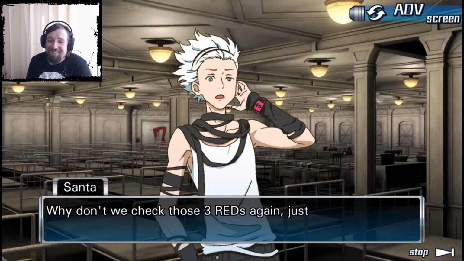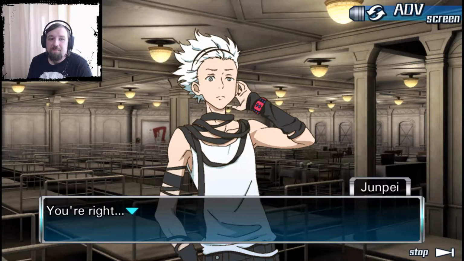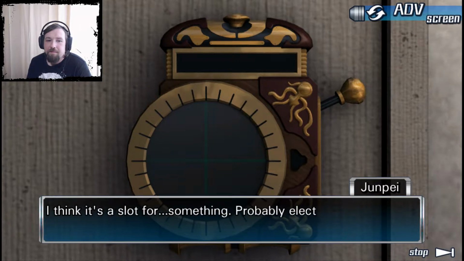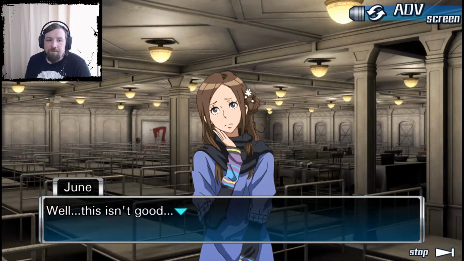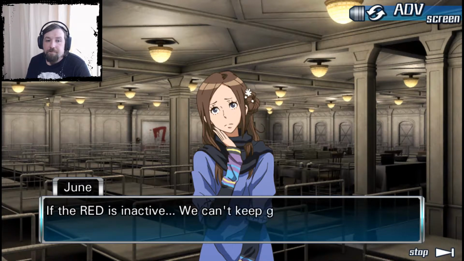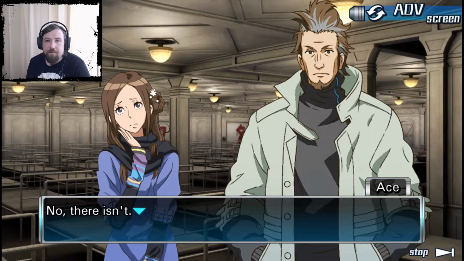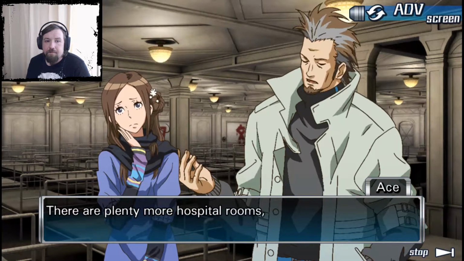Why don't we check those 3 reds again, just in case? You're right. Huh. There's a long, thin gap on the bottom. I think it's a slot for something. Probably electronic. Well, this isn't good. If the red is inactive, we can't keep going. Well, what about that hallway over there? Isn't there anywhere else we can go? No, there isn't. There are plenty more hospital rooms, but nothing else.